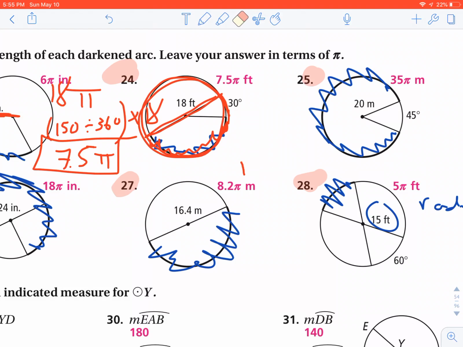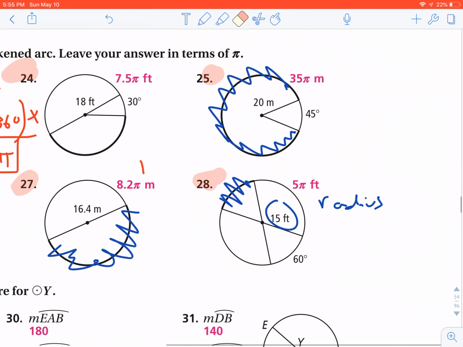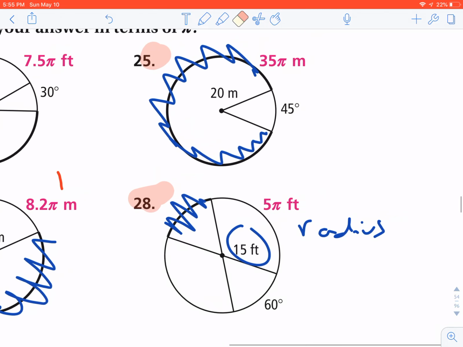Let me erase some of this so I have a little bit of room. Okay, number 25. Similar deal here.